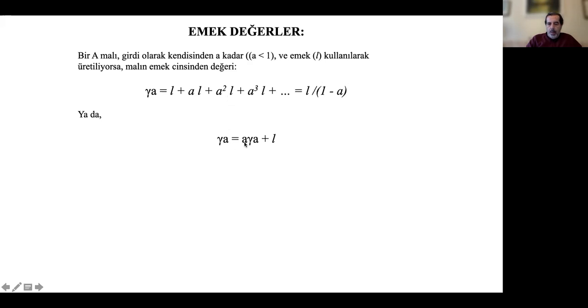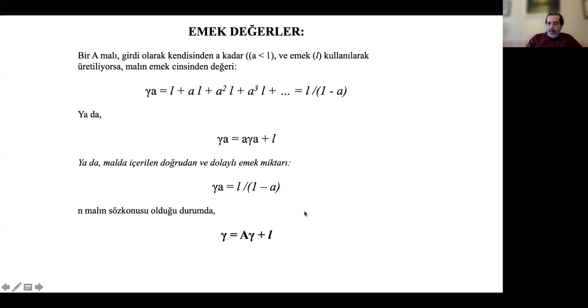And on the basis of this, we can say that labor value is equal to the value of indirect labor plus direct labor. So the value of any commodity, commodity A, is equal to L divided by 1 minus A. This particular expression refers to the total labor value of the commodity in question. This will be a subscript, actually.